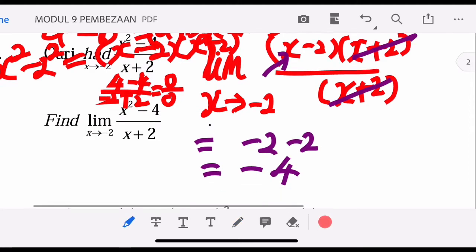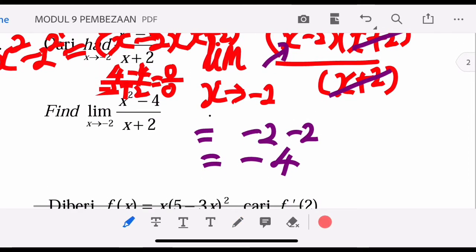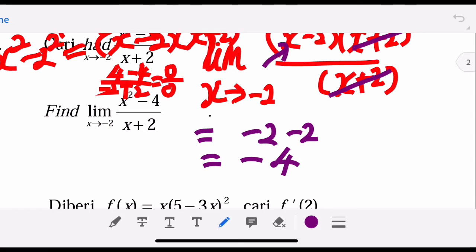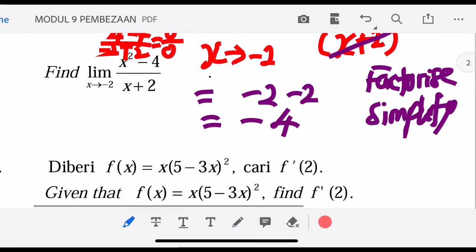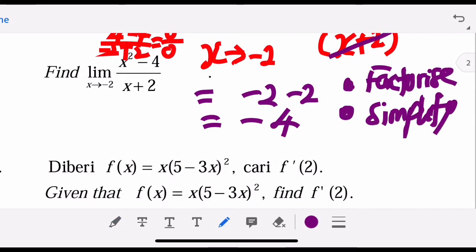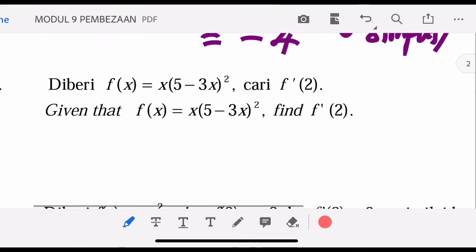So it's simple. Remember, you have to factorize. Step 1 is factorize, followed by simplify. Simplify means you cut here, cut up and down, right? So there are 2 steps you need to follow. Okay, so we have solved the limit.